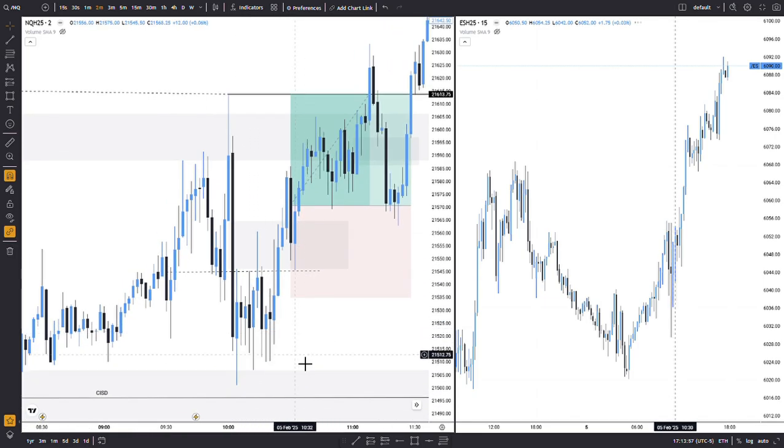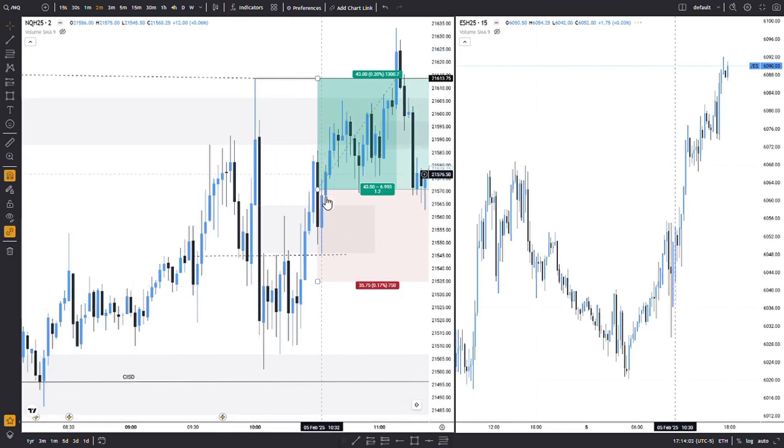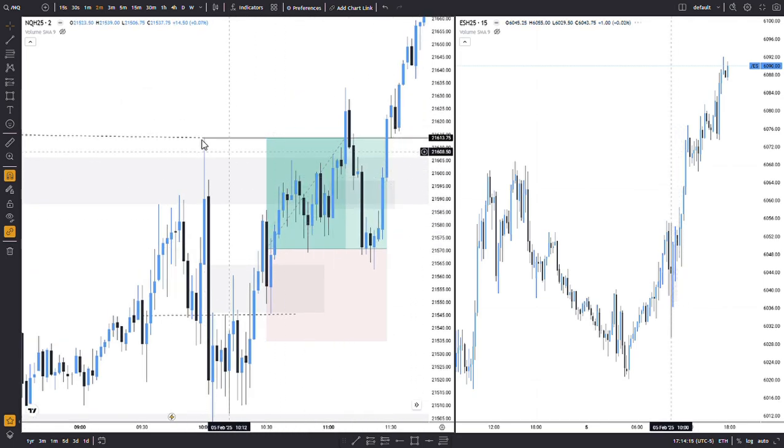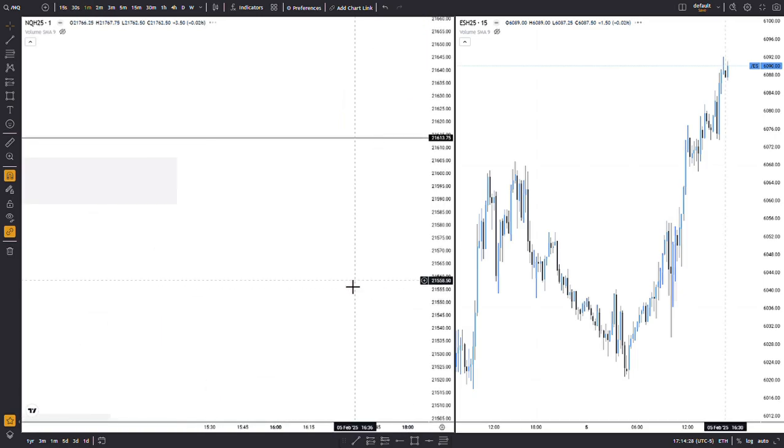So I really hoped that when we stopped this chop below, we would have a bigger pump. That didn't happen because of the 15 minutes. And we didn't have an SMT here, which would have made me go break even before. So this was a really good trade, also an A plus.